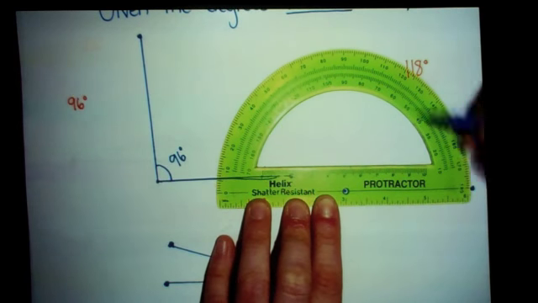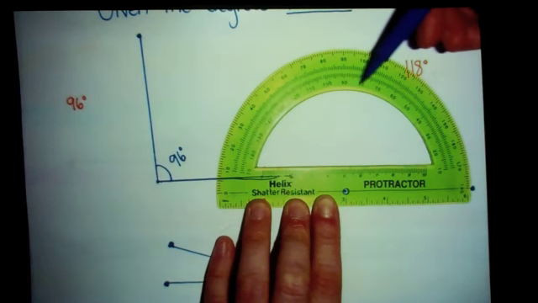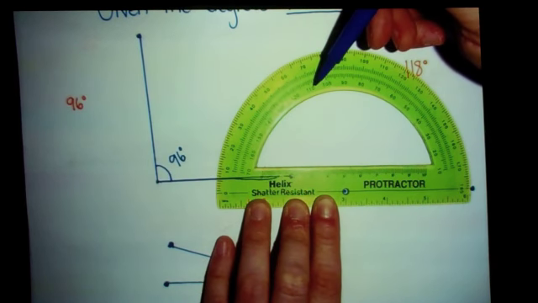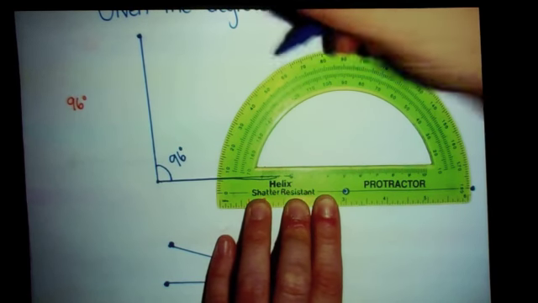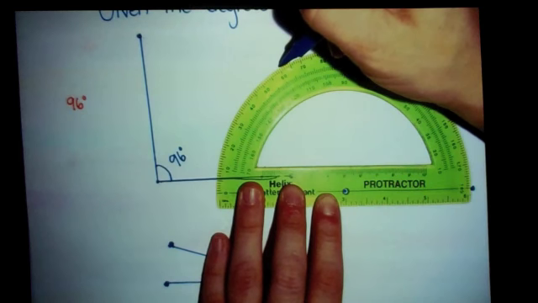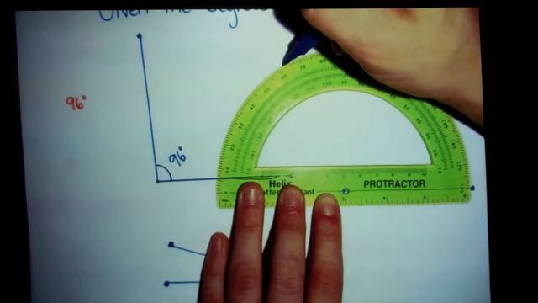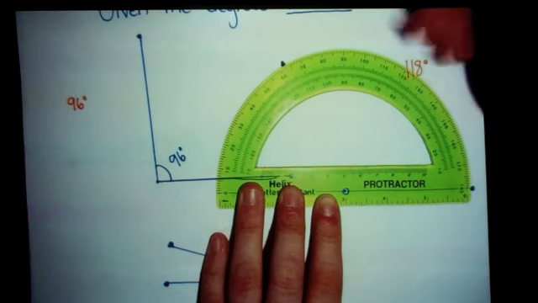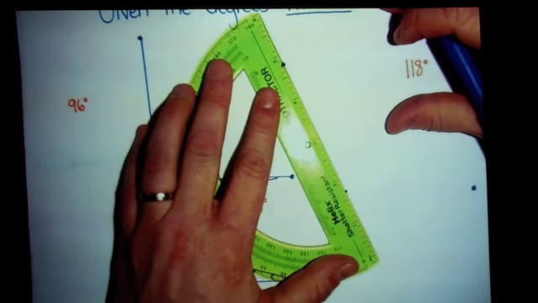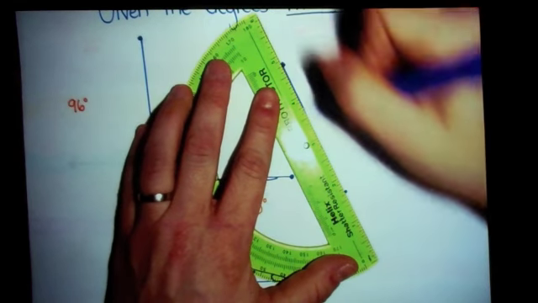10, 20, 30, 40, 50, 60, 70, 80, 90, 100, 110. And I know that 118 is 2 away from 120 going backwards. So I'm going to stop here, and I'm going to go backwards 2. So I have 120, 119, 118, and I'm going to draw my second end point. And then I'm going to connect my end points together very carefully.